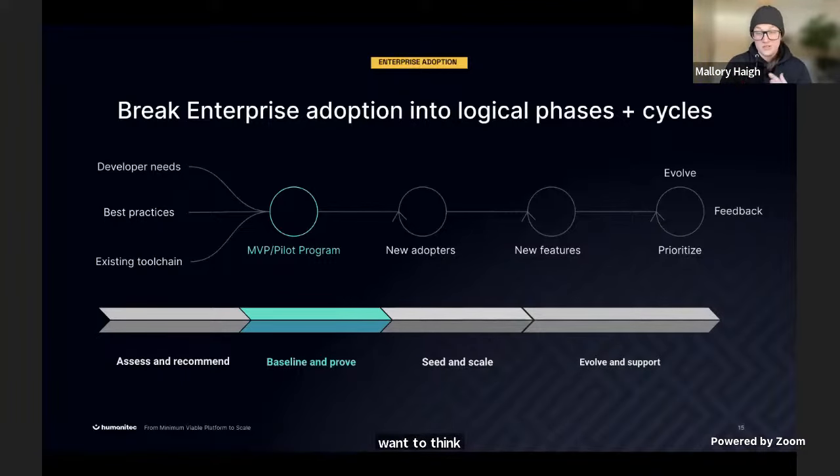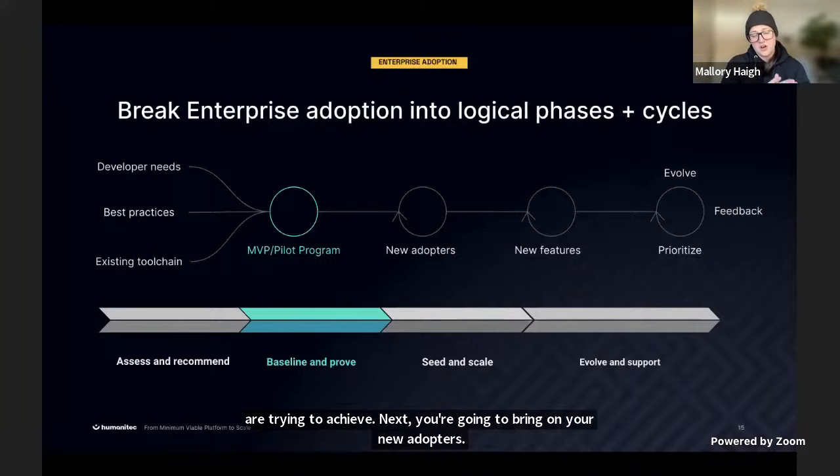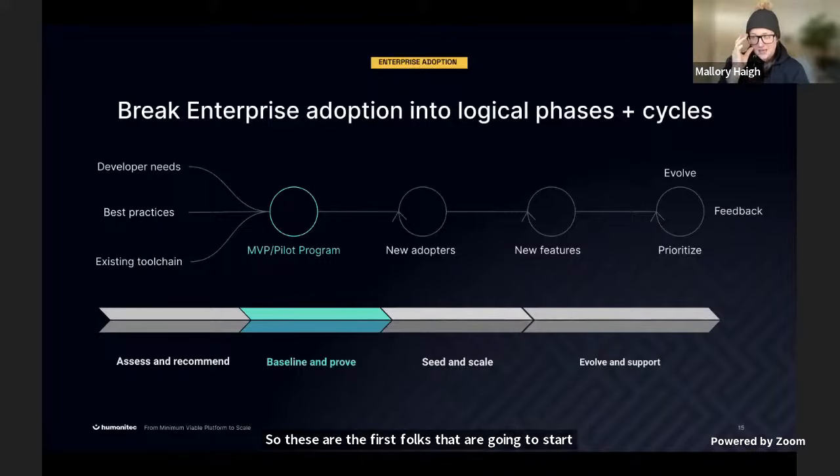At the very beginning, you're going to assess and, as a platform team, make recommendations. So basically design your platform around developer needs, best practices, which we're talking about here, and your existing tool chain. What you do after that is you move into this MVP or pilot program. This is the baseline and proving grounds for what you are trying to achieve. Next, you're going to bring on your new adopters. These are the first folks that are going to start coming back in. So we call this seed and scale. You're planting the seeds for additional growth, and you're starting to scale as the seeds grow.